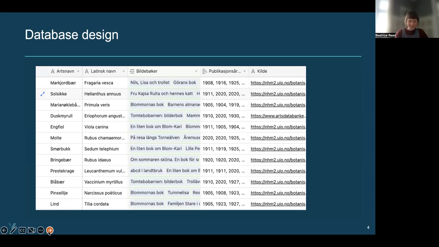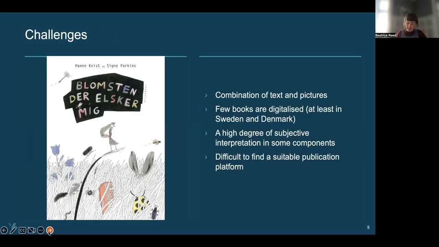So, to the challenges. First, due to the complex intermedial qualities of picture books, text-based methods are not sufficient for examining plant representation, relying on the interplay between text and pictures. Additionally, most Scandinavian picture books, at least Swedish and Danish, are not digitalized. So the process of collecting and analyzing the books has been rather time-consuming.